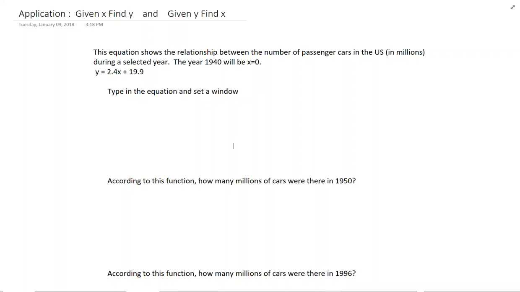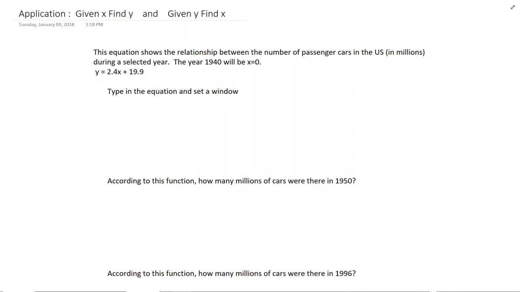All right, this first one says, this equation shows the relationship between the number of passenger cars in the United States in millions during a selected year. So I give you a year, you give me the number of cars, or I give you the number of cars, you tell me what year it was.